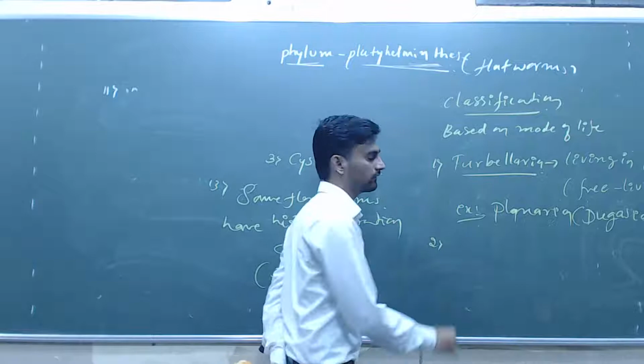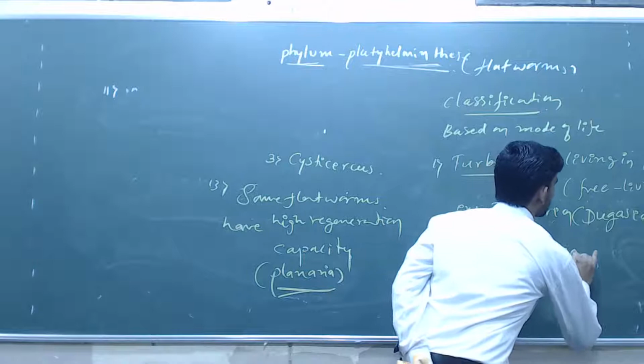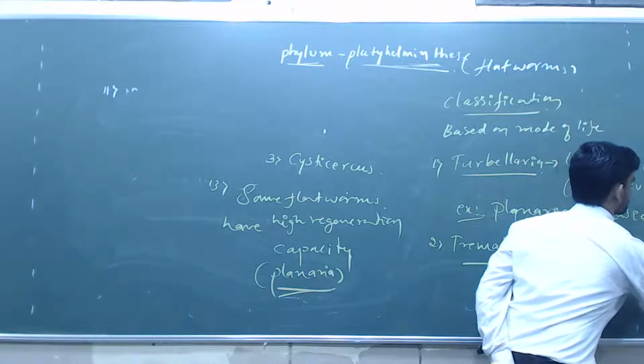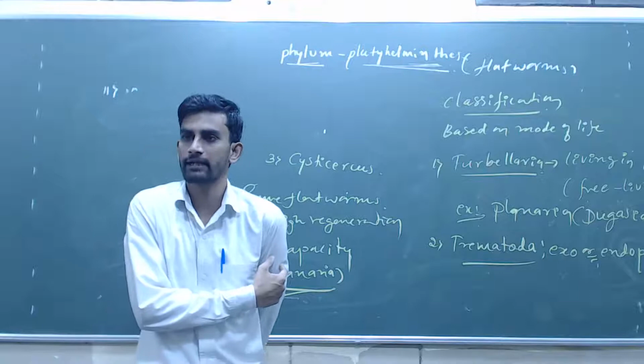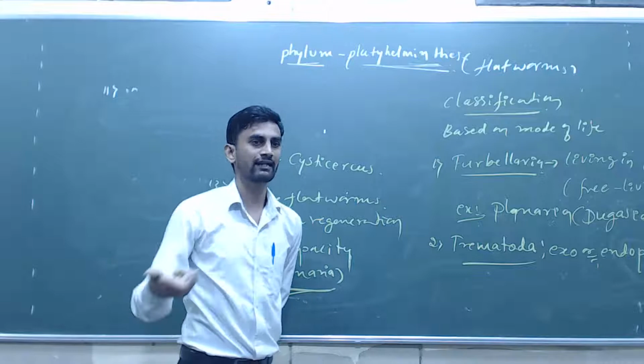Second class, you just write it down. Trematoda. Trematodes are either ecto or endo parasites. Ectoparasites means attached to the host body outside, external. Endoparasites means within the host body, like living in the intestine or the stomach, either in the liver or in the pancreas or any part of the body. Endoparasites or ectoparasites.